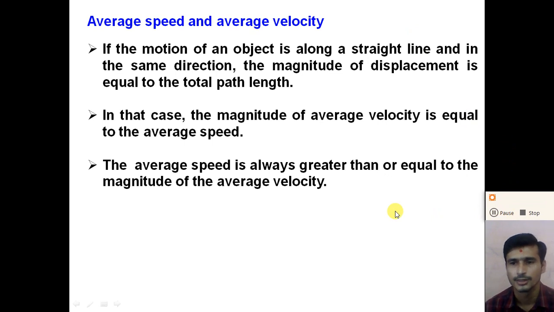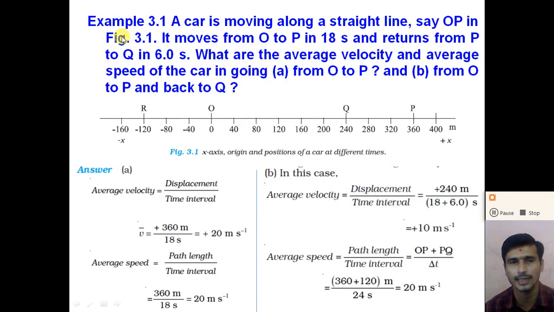So now, dear student, let us see how we can calculate the average velocity and the average speed with the help of one example, Example 3.1 given in the textbook. A car is moving along a straight line, say OP in Figure 3.1, the figure we used for path length and displacement. When the car is moving from O to P, calculate the path length and the displacement. When the car is moving from O to P and comes back to Q, calculate the path length and the displacement. When the car is moving from O to P and comes back to O, calculate the path length and the displacement. The same figure is given.